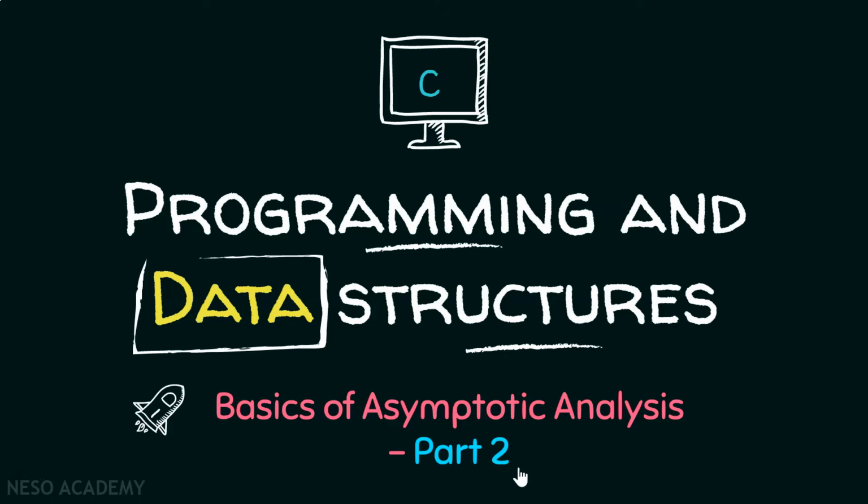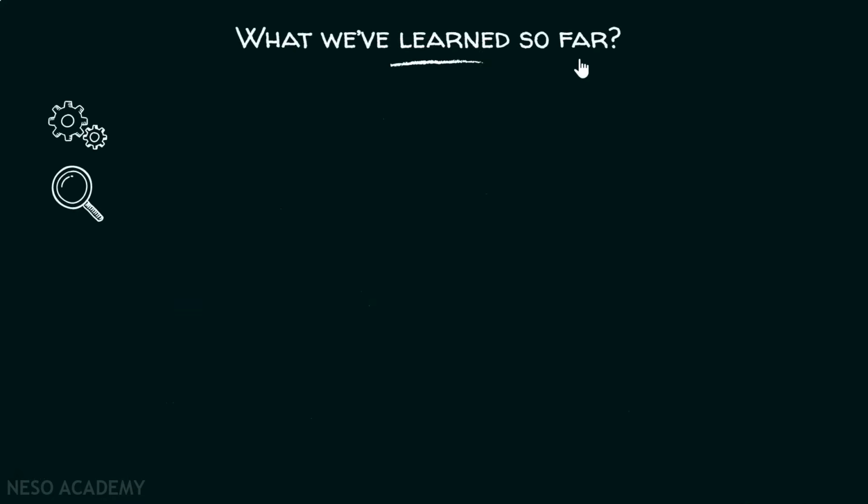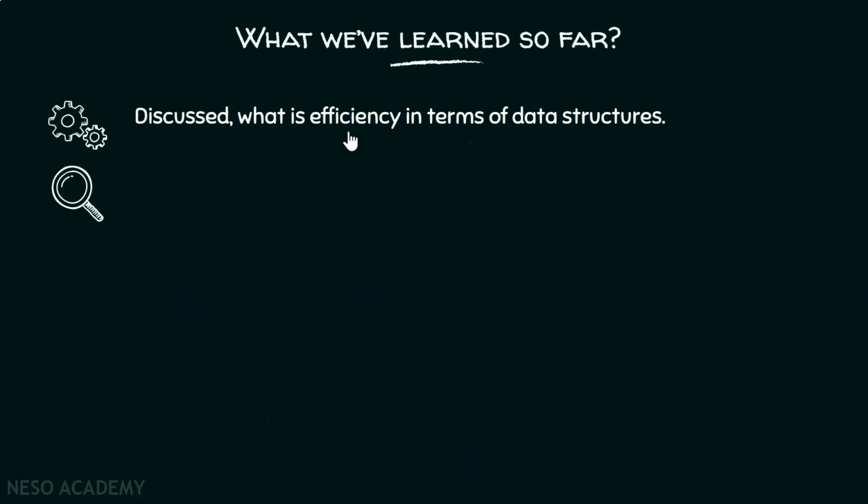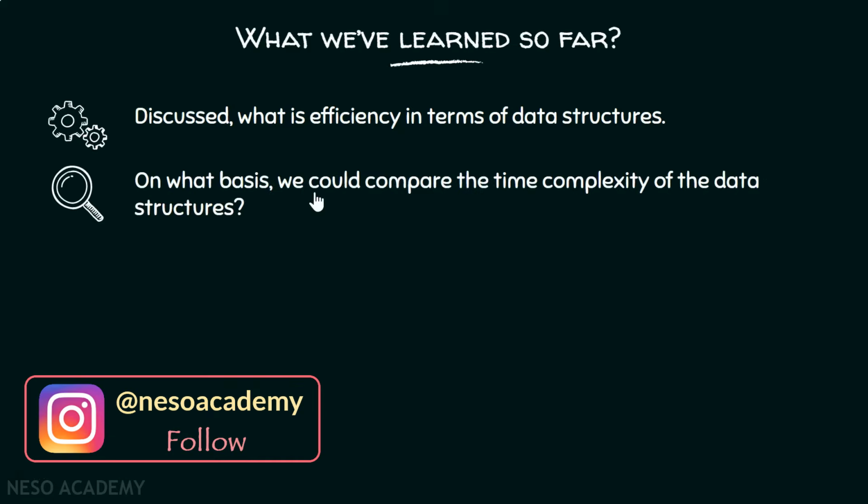Let's discuss part 2 of Basics of Asymptotic Analysis. What we have learned so far? We have discussed what is efficiency in terms of data structures. Apart from this, on what basis we could compare the time complexity of the data structures. We have learned that on the basis of operations performed on data structures, we could be able to compare the time complexity of the data structures.